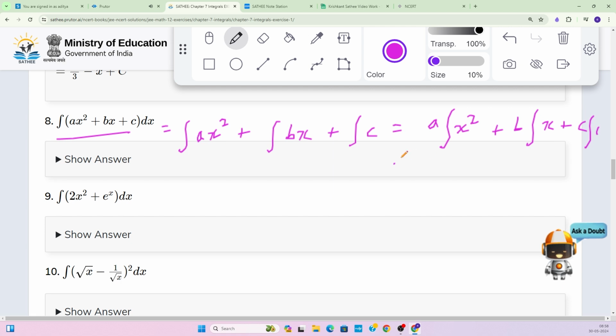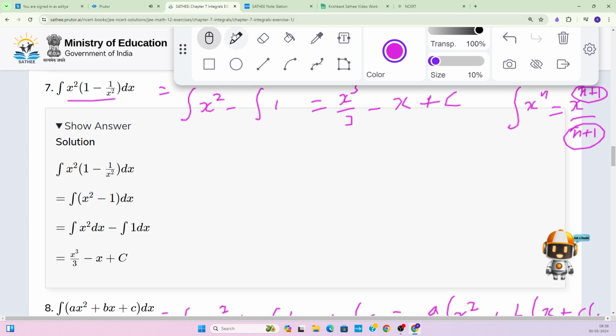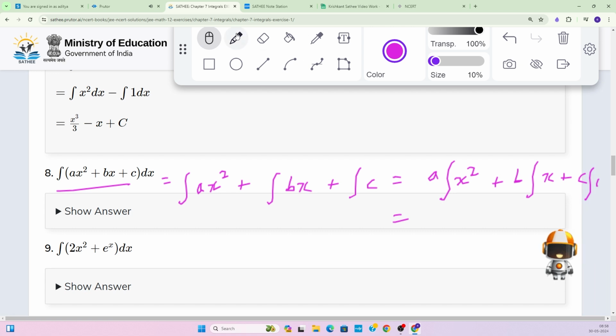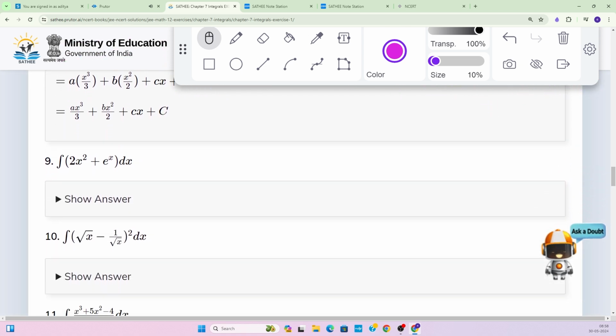Yes, and using the x power n form, you just saw what form I'm talking about. This form. Using this form, you will get a multiply x cube by 3 plus b multiply x square by 2 plus c multiply x plus some another constant, capital C, or you can also give k. Clear? So you will have this as your answer, a x cube by 3 plus b x square by 2 plus c x plus some another constant capital C.